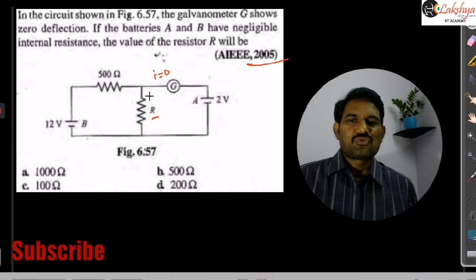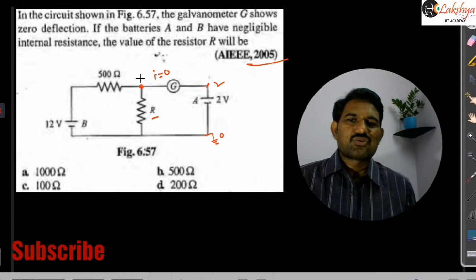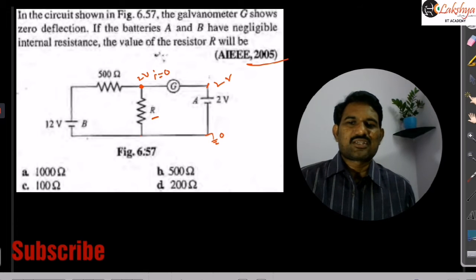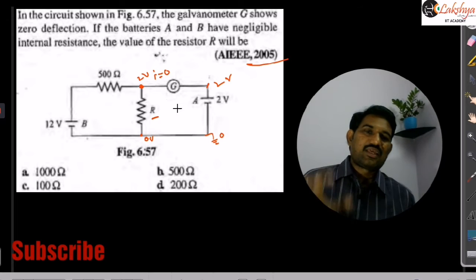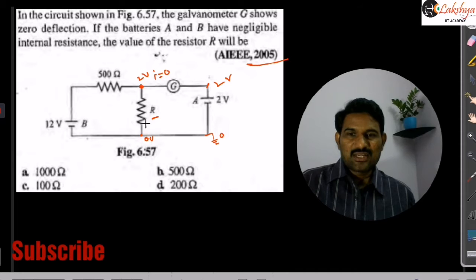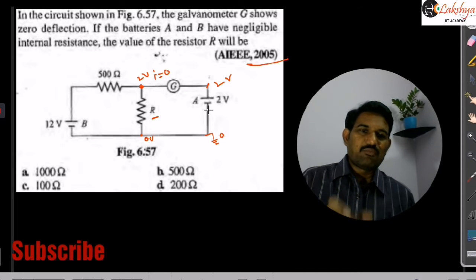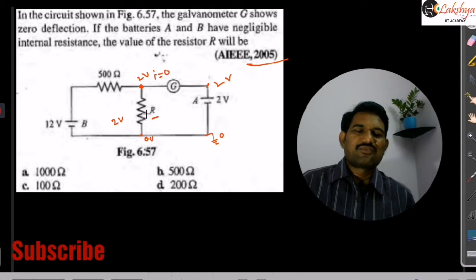If this end is grounded, let us consider, then this is at 2 volts. If this end is also at 2 volts, then there is no current flowing between those 2 points, because both are at the same potential. Then this is also at 0 volts, right? That is the condition there. So when the galvanometer indicates 0 reading, the potential difference across this resistance must be equal to the EMF of the cell connected across this. So you can consider this potential difference as 2 volts here, right? So the potential difference across this resistance is 2 volts.